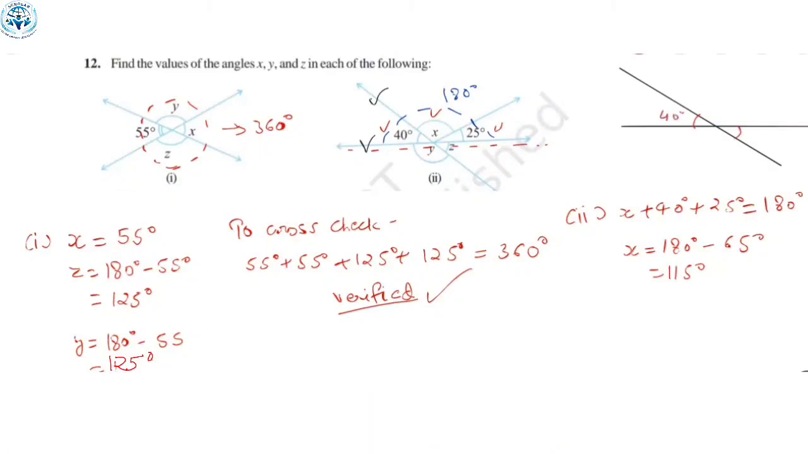These are the two angles which are vertically opposite. If one angle is 40 degree, obviously another angle will also be 40 degree. Vertically opposite angles are equal. Z is also 40 degree. So we have found two angles x and z. Now let's find out y.